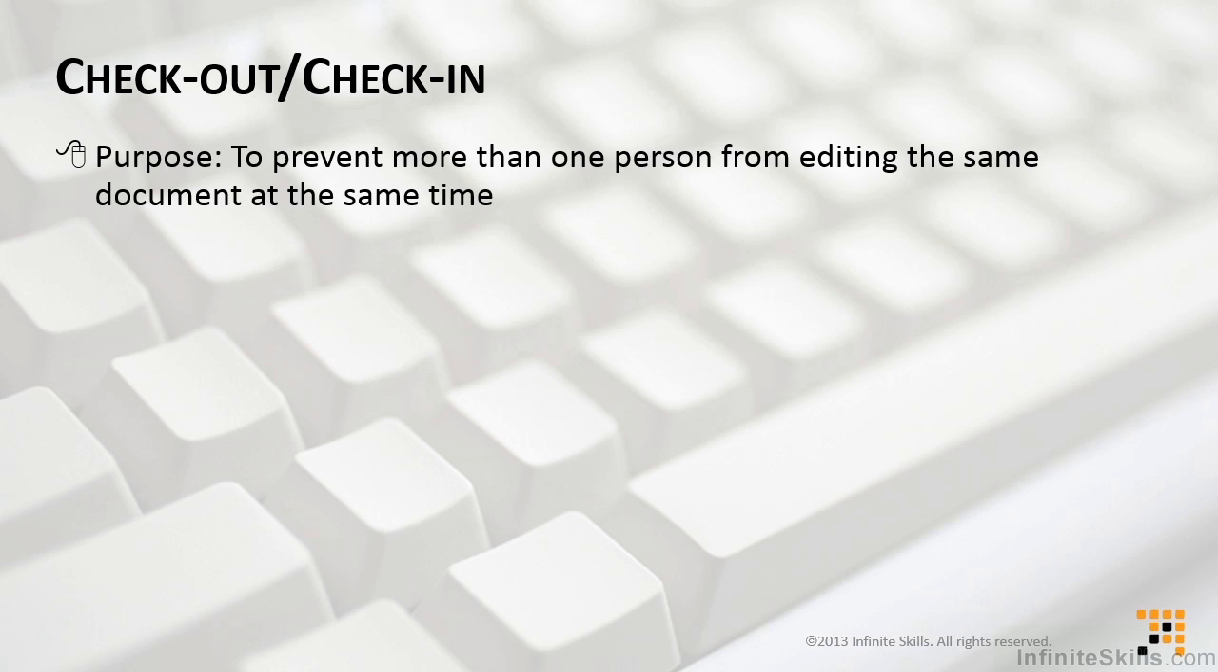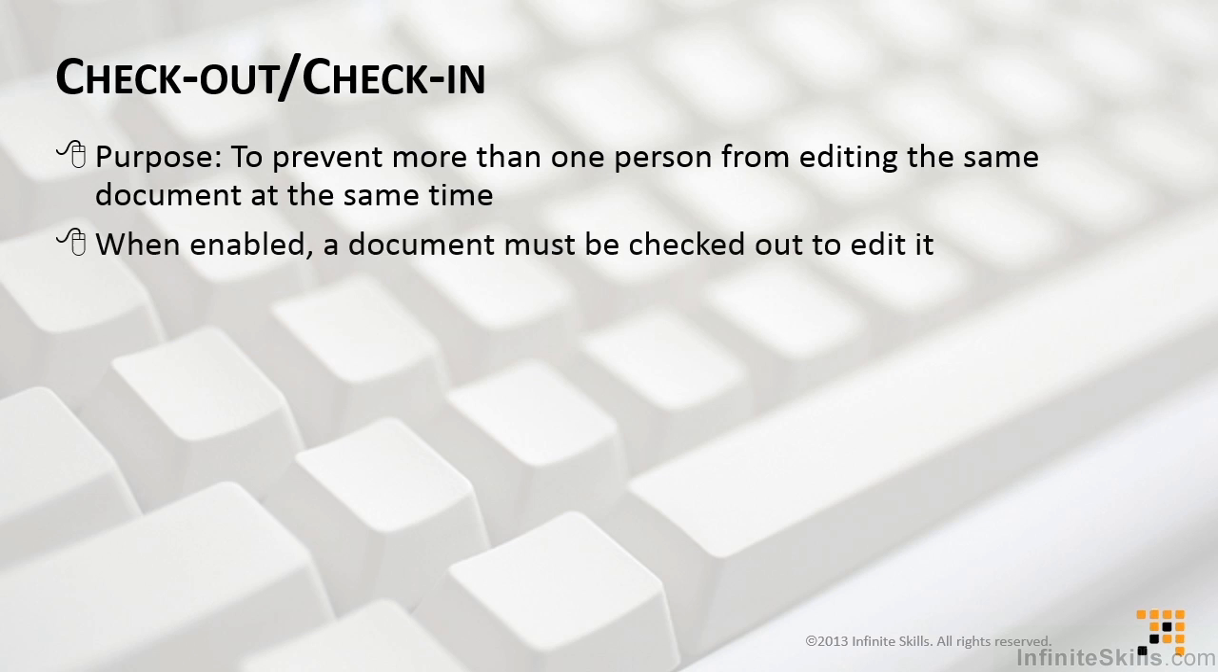Well, let's take on the easier ones. Now that we've gotten that hard one out of the way. One of those is called check-in and check-out. The purpose of check-in and check-out is to prevent more than one person from editing the same document at the same time. When this is enabled, a document must be checked out. So when you go to a library and you try to edit a Word or an Excel file, you'll be told that it must be checked out, and your only option is to say OK. When you check out a document, you are given a copy, and that's the one that you will be editing.